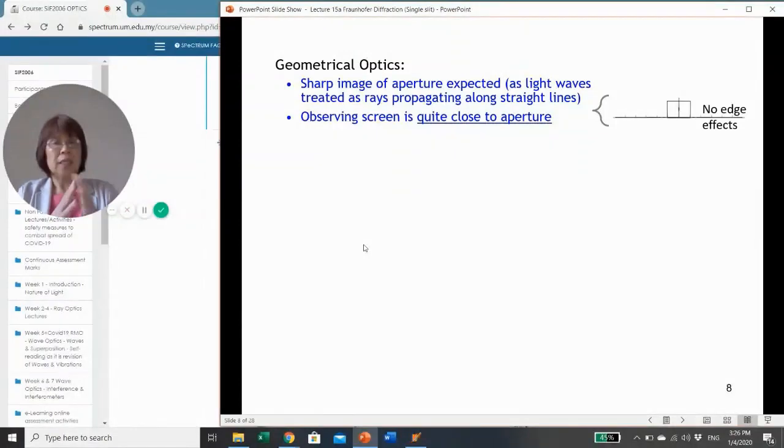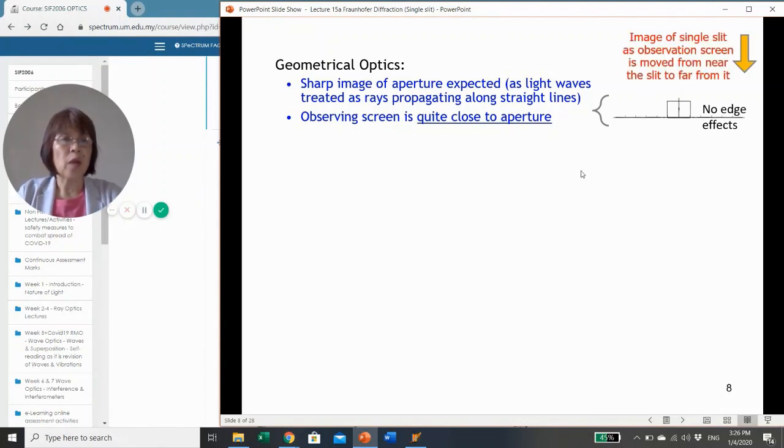Okay, now we talk about diffraction with a pattern. Let's start with, for example, when we have a slit and an observation screen which is very near the slit. What are we going to observe? This is another way to look at it. Under geometrical optics, light travels in straight lines, so you will see a sharp edge. This is an irradiance, so you see a sharp edge. There's no edge effects here. In this case, the observing screen is very, very close to the aperture.